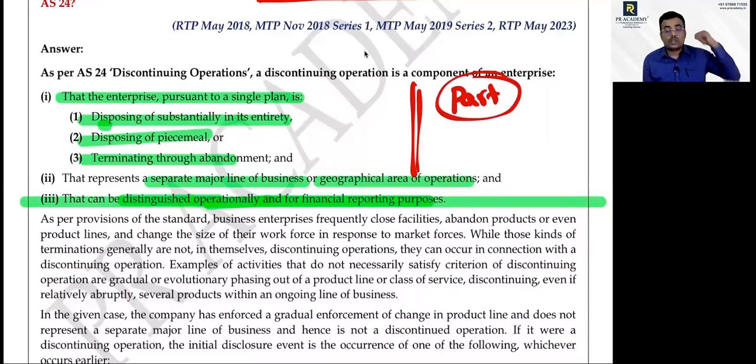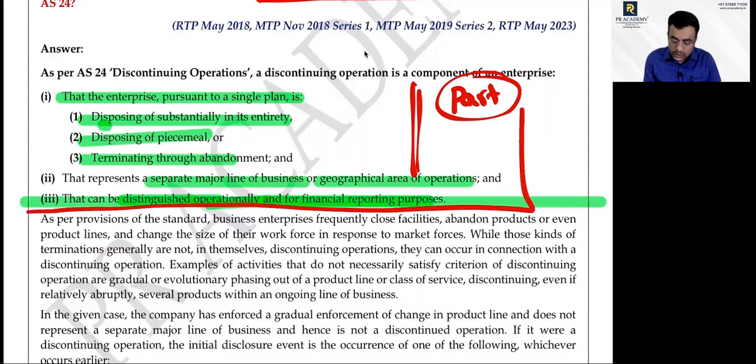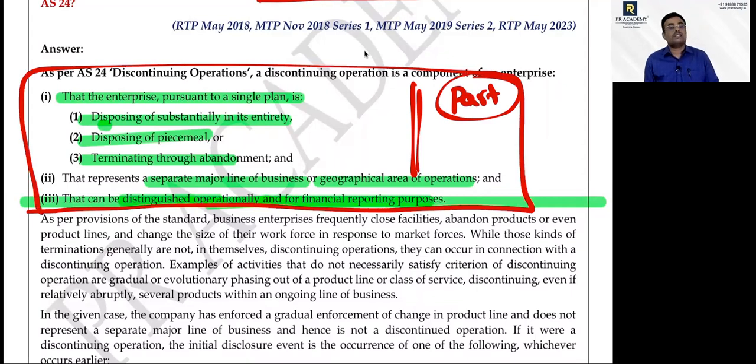I told you there are two kinds of question, one is a positive question, another is a negative question. If you are getting a positive question, what will the answer be? Discontinuing operation. For a negative question, the answer is not a discontinuing operation. Positive question vandhaa, please write this as a part of the answer.